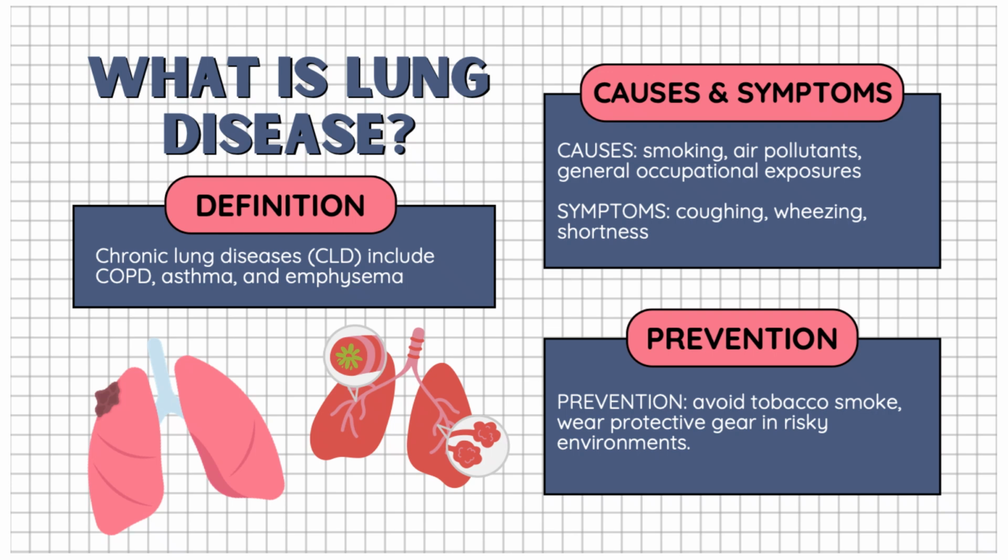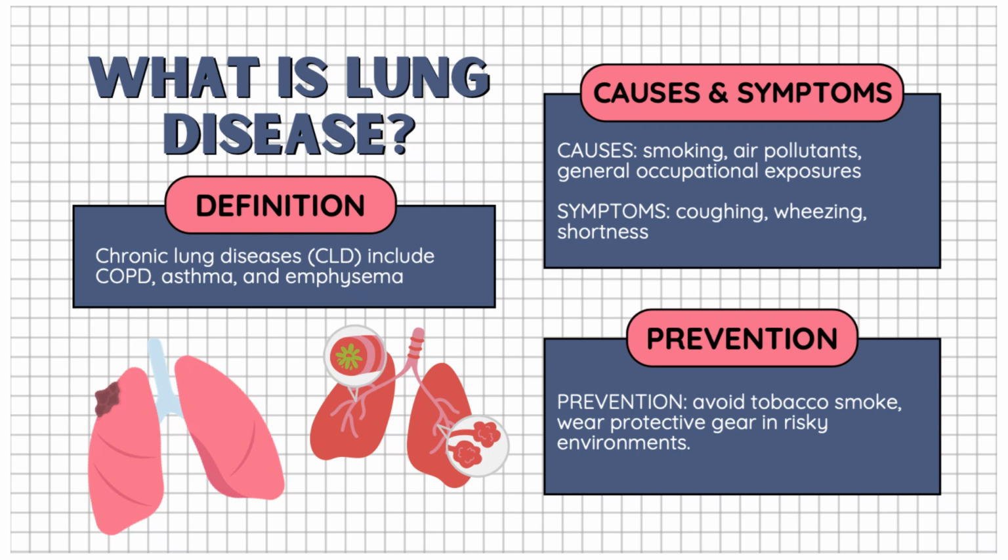wheezing, and shortness of breath. The best thing you can do to prevent these types of diseases is to avoid tobacco smoke if possible, avoid secondhand smoke if at all possible, and wear protective gear in risky environments, such as if you know you're going to be breathing in anything that you know is not healthy for you.